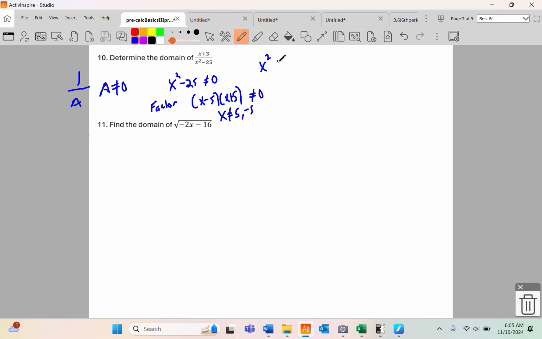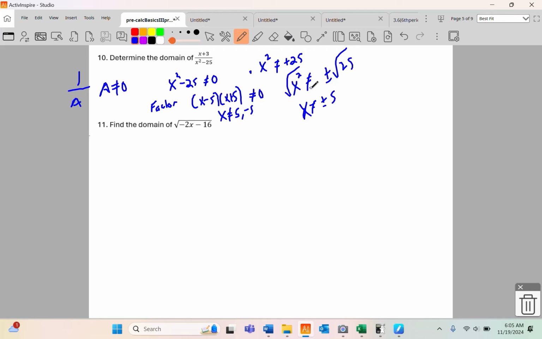Or you could just move that 25 over, and the opposite of squaring is a square root. You just have to include the plus or minus symbol. That's the big thing. So x is not plus or minus 5 again. It's everything else.